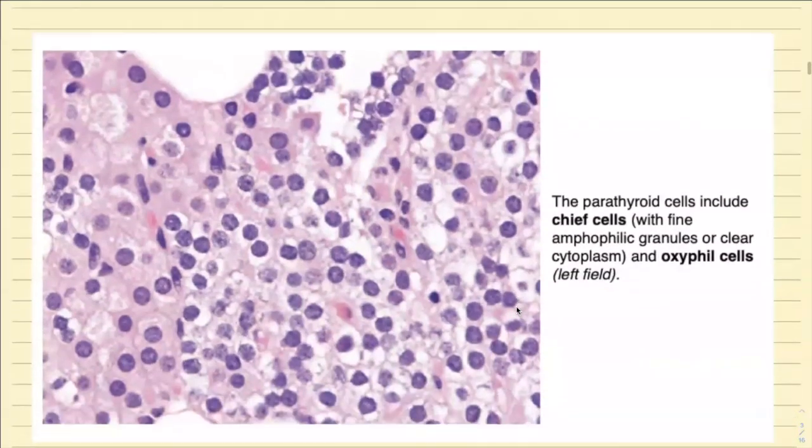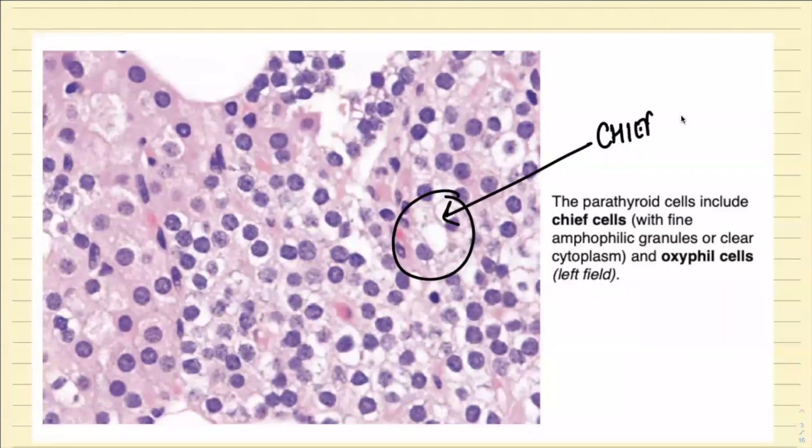Now, if you look at this particular diagram, what are these cells that I have labeled here? Chief cells, sir. Very good. As I told you, these are polygonal cells. See the nuclei, they are uniform and round, and look at the cytoplasm. At some places it is clear, but at some places it is light pinkish in color. So it lies between clear cytoplasm and light pink cytoplasm.